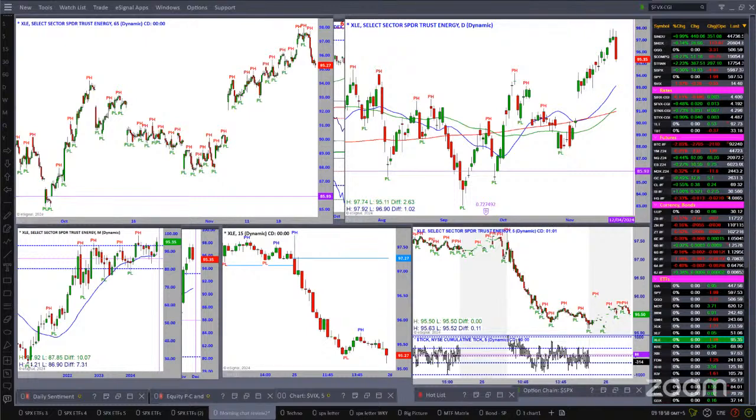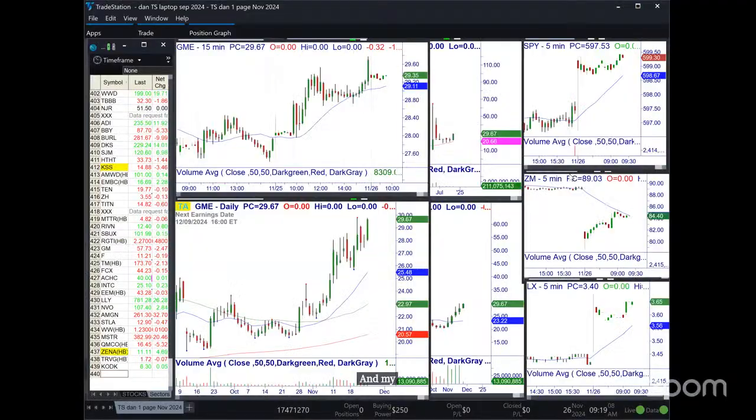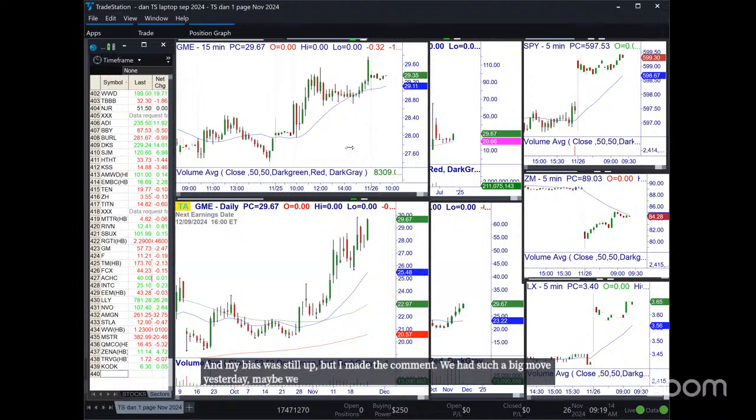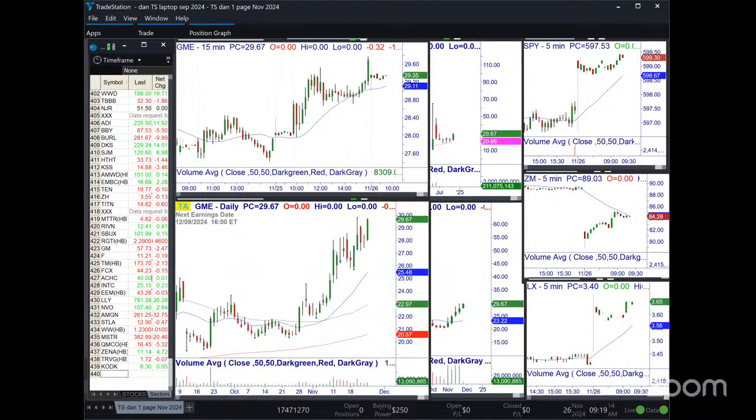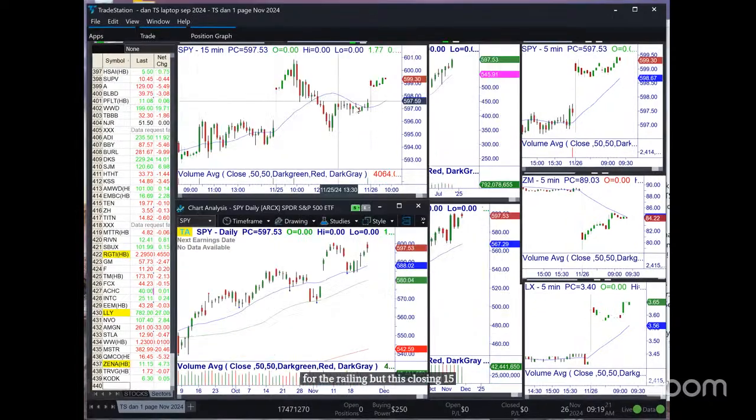As we do every day in the green room, we talk about a bias into the end of the day. My bias was still up, but I made the comment we had such a big move yesterday, maybe we used all the fuel up for the rally. But this closing 15-minute base right here is why I was bullish. It came down, bounced, and so yeah, range bound here.